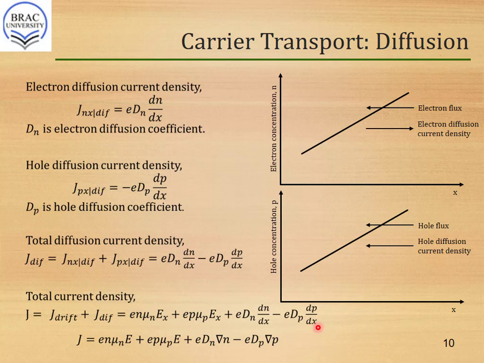But if we consider the whole semiconductor, we will have an equation for J something like this. J is equal to E n mu n E plus E p mu p E. We obviously know this part. And then we have E dn delta n minus E dp delta p. So that is all about diffusion transport phenomena.